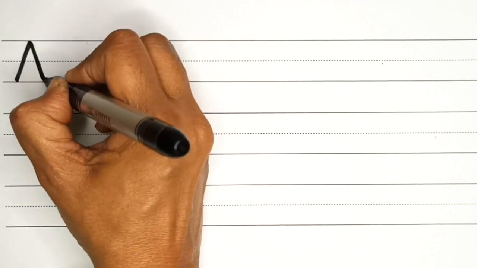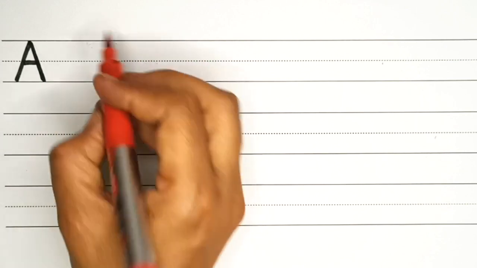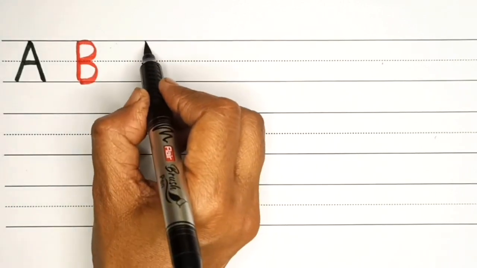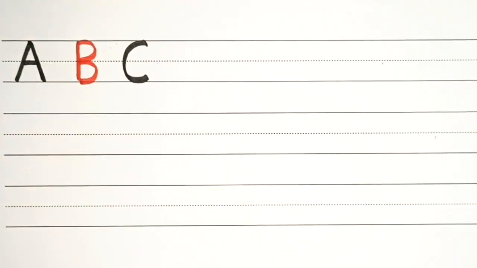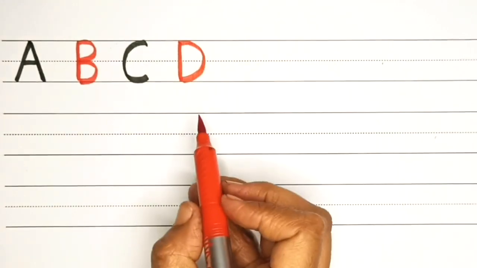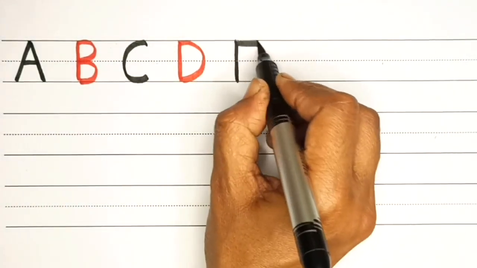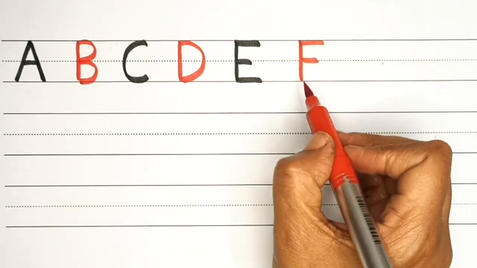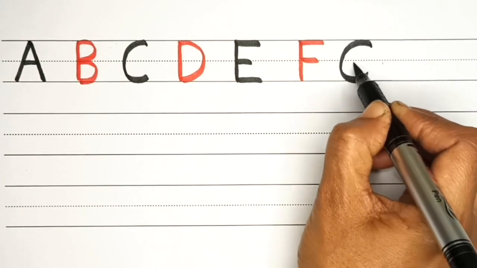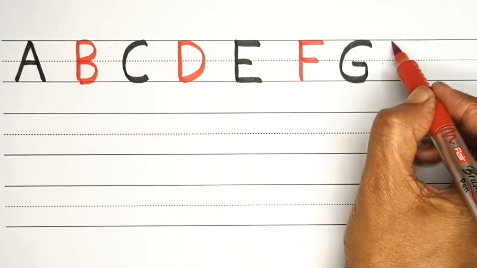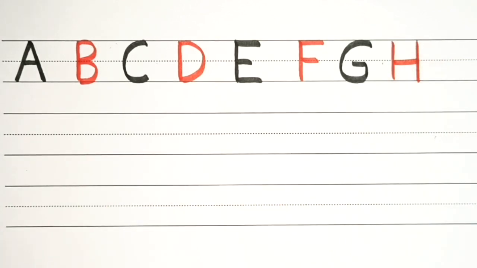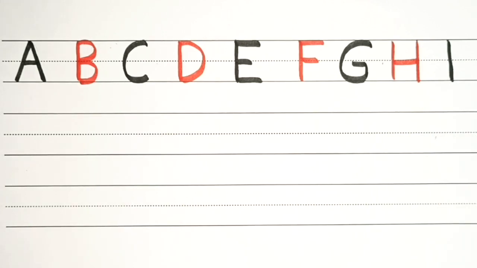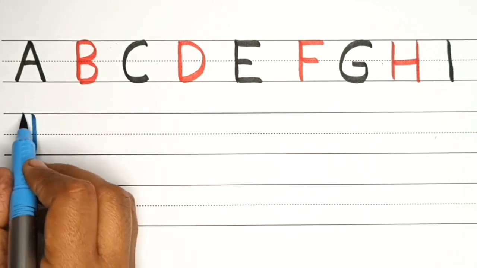A, A for apple. B, B for ball. C, C for cat. D, D for dog. E, E for elephant. F, F for fish. G, G for grapes. H, H for hen. I, I for ice cream. J, J for jug.